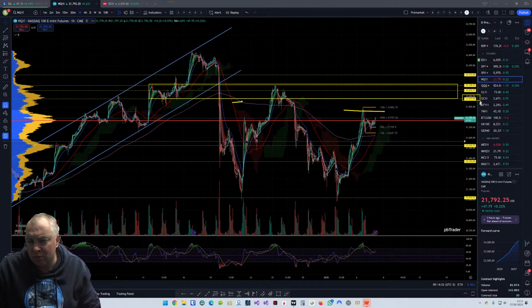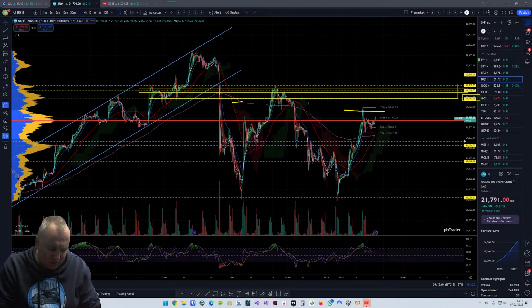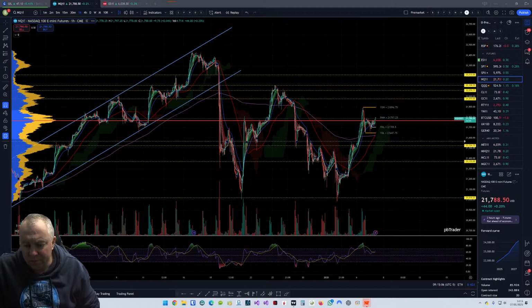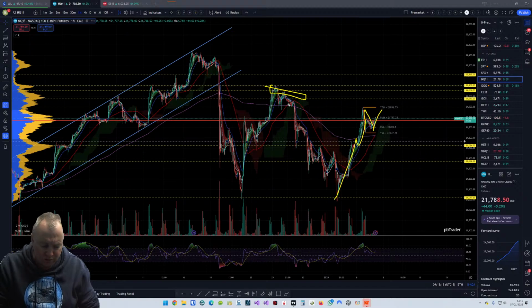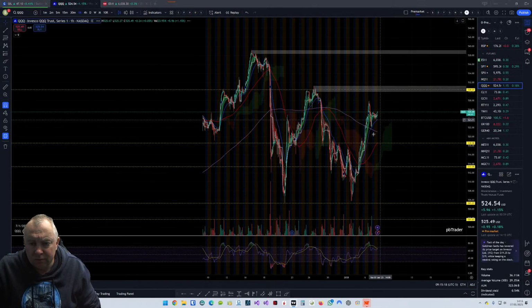So that's probably one area to watch. But I do quite like this area here as well. 22,059. Yeah, just keep an eye on that anyway. So, but obviously we're putting in a little bit of an hourly uptrend, breaking this trend. So we've got these areas we can watch for rejection. QQQ.